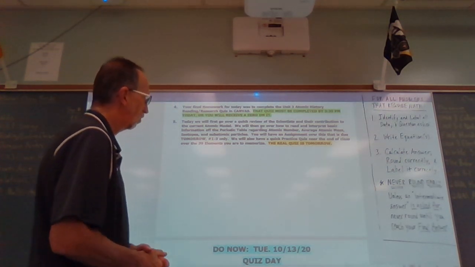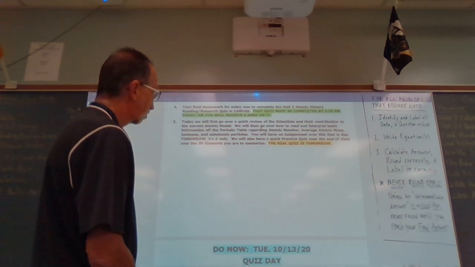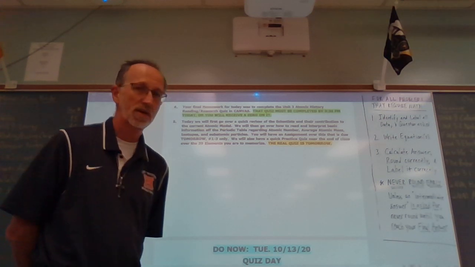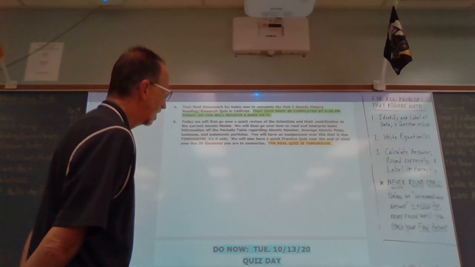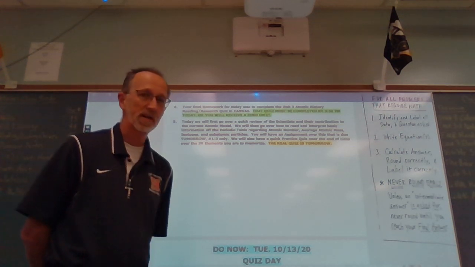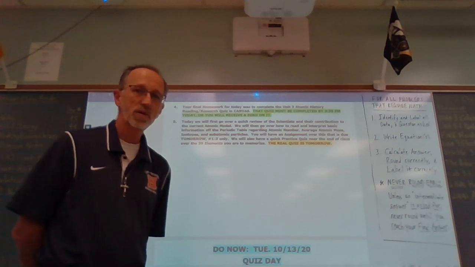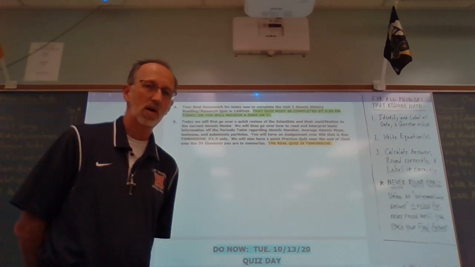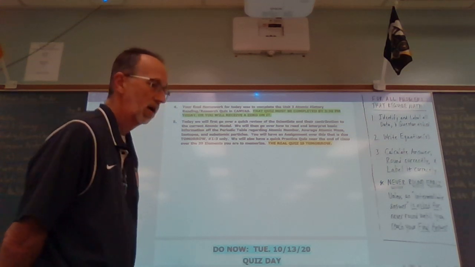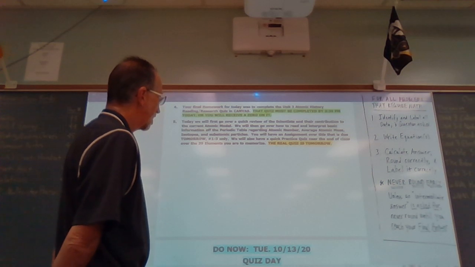So today we're going to go over a quick review of the scientists and their contribution to the current atomic model. We'll then go over how to read and interpret basic information off the periodic table regarding atomic number, average atomic mass, isotopes, and subatomic particles. The assignment that you picked up today, you are to do numbers 1, 2, and 3 only for tomorrow. 1, 2, and 3 only. All right. We'll get to the rest of that tomorrow with tomorrow's lesson.